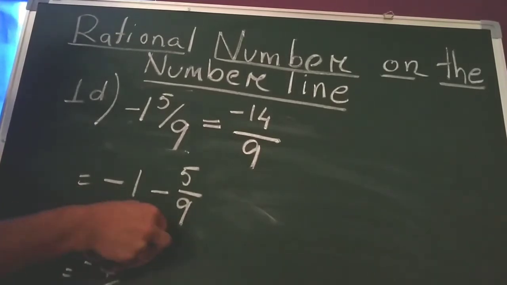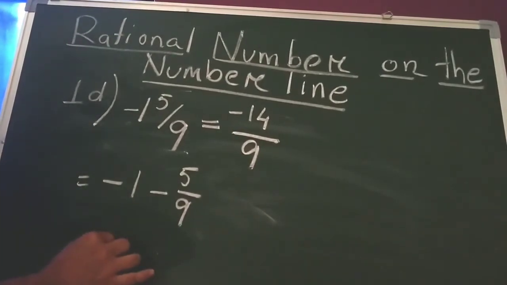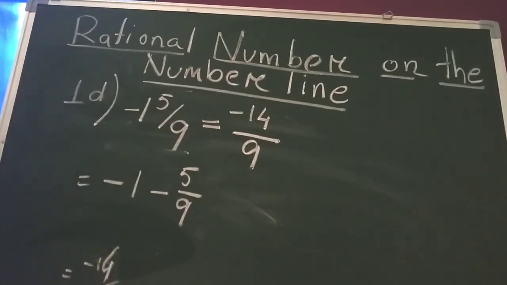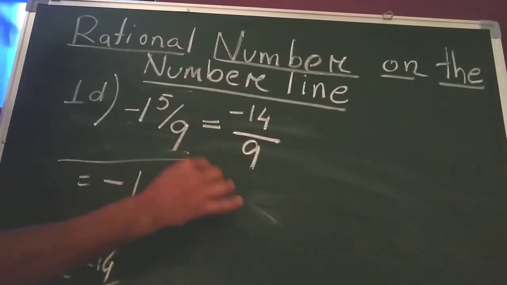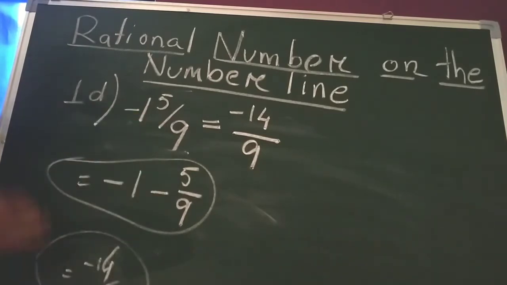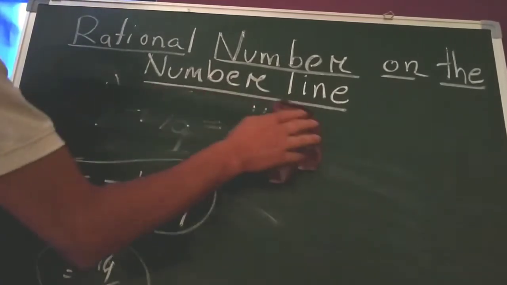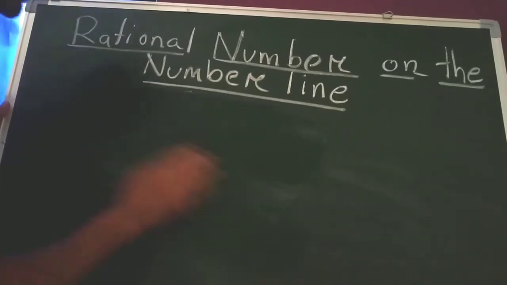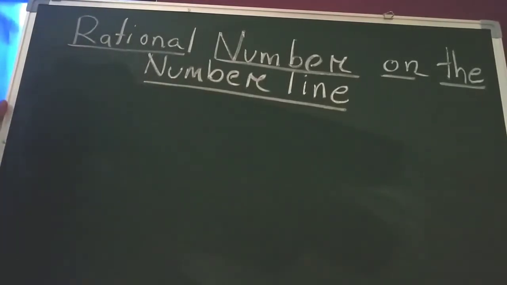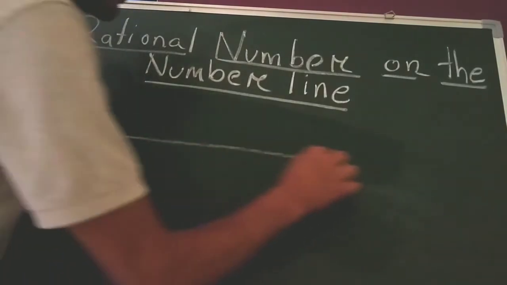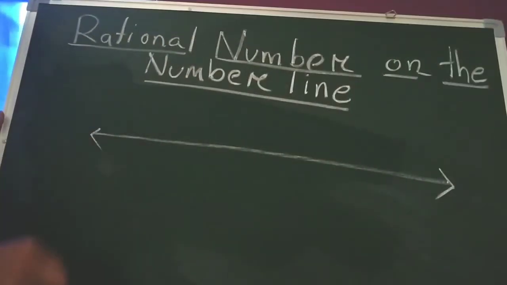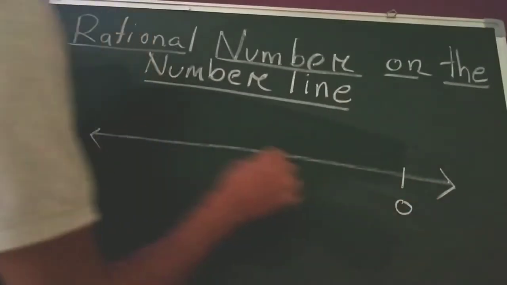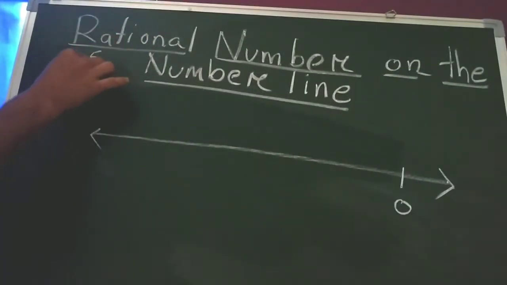Look here. It is minus 14 by 9. Is it or not? So either you represent this rational number or that one on the number line, both are the same. So we are going to represent both of the rational numbers on the number line. Let's see how we will represent. This is the number line. Draw a number line with the help of a ruler. Then we take 0, because we are asked to represent minus 1 5 by 9, a negative rational number.